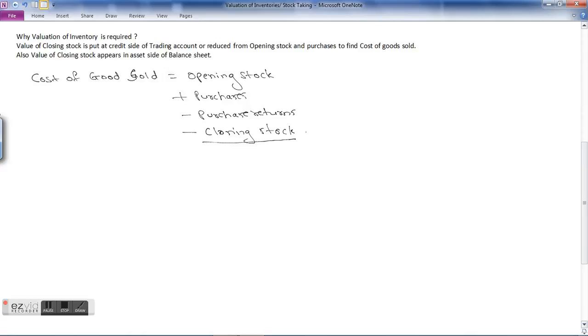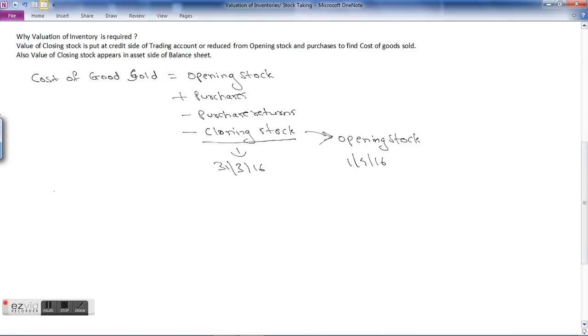And this closing stock for the particular period will become opening stock for the next period, beginning from the end of this particular period. For example, if you take closing stock as on 31st March 2016, it will become opening stock as on 1/4/2016. Okay, so for this purpose we require closing stock. So either you calculate cost of goods sold directly, or what you do is on the credit side of trading account you have to put the closing stock, to arrive at a correct gross profit.